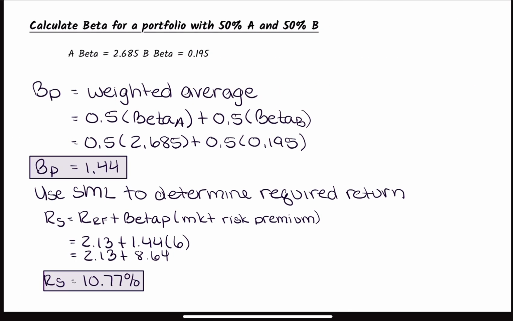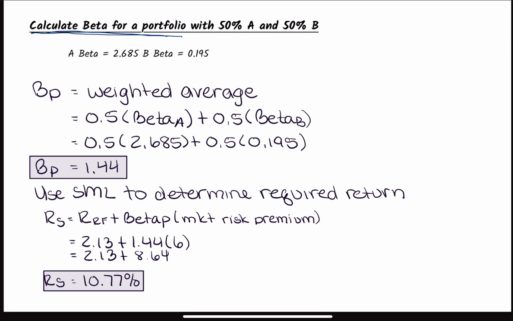So how do we calculate beta for a portfolio that has more than one stock? Well, we have to calculate the weighted beta. Okay, the weighted beta, or the weighted average, and that is determined by how much of each stock is in the portfolio, what percentage the stock is of that portfolio.